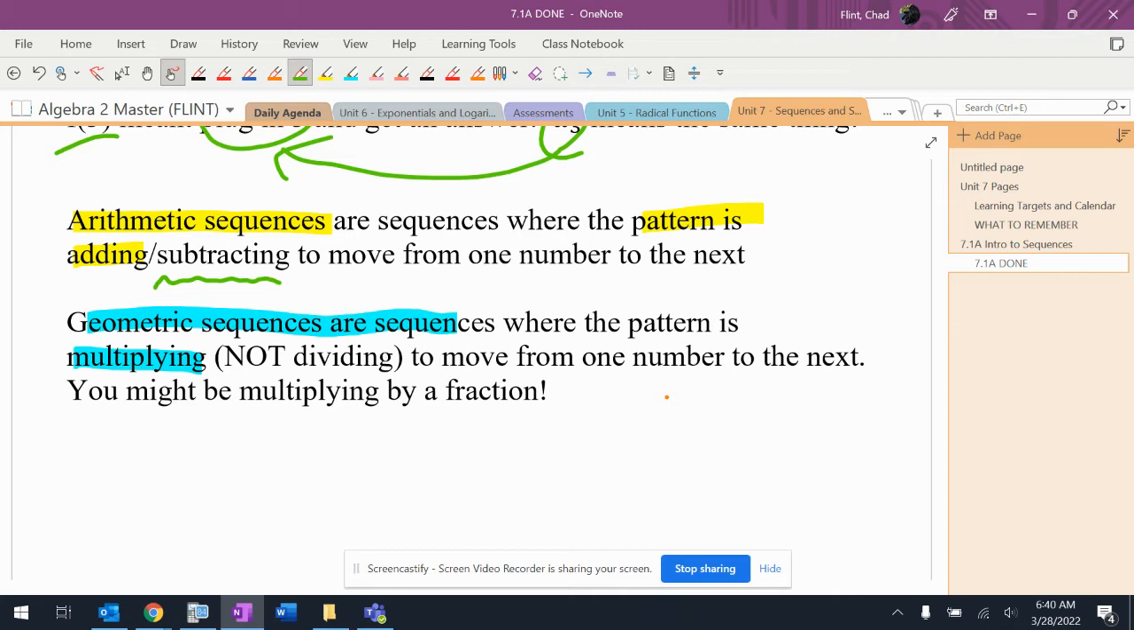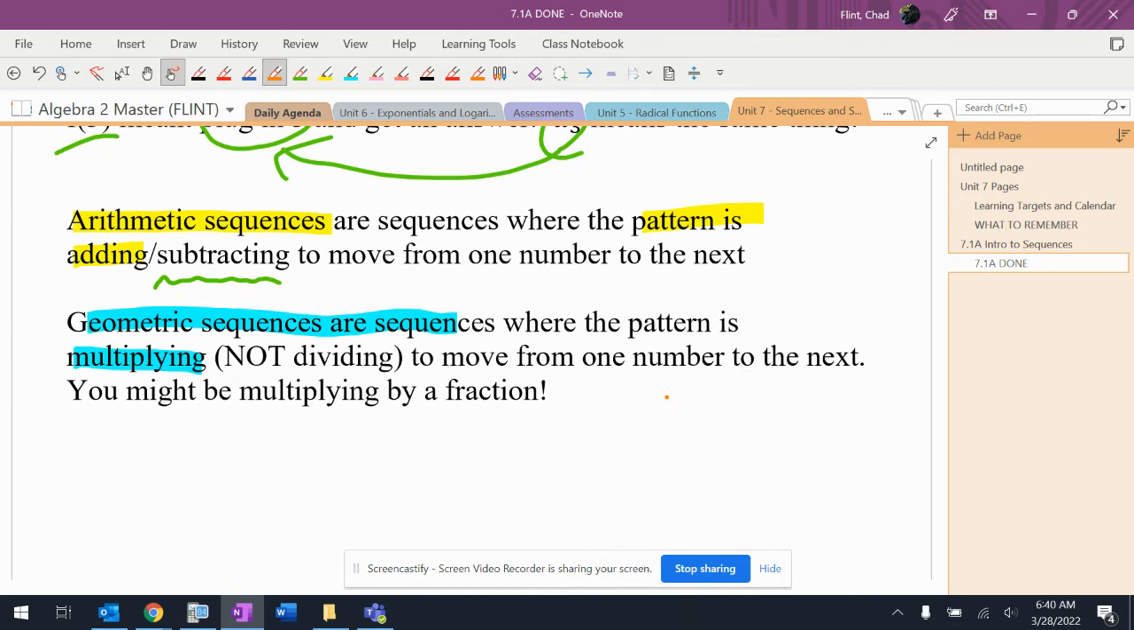If I try to use subtraction in the formula for arithmetic, it's not that big a deal. I probably can figure it out. All right, but when I go to geometric and I talk about multiplying versus dividing, if I look at something and say, oh, they divide 2 each time, again, that's describing it. It's very accurate. However, when I go to use the formula, it's not going to work. All right, so we want to stick to adding and multiplying.